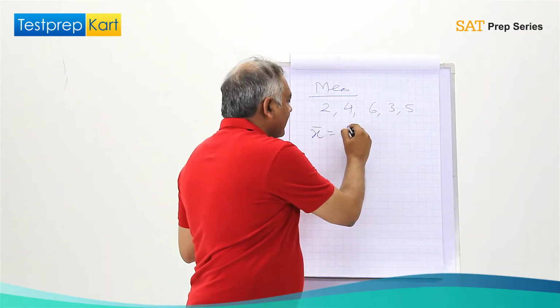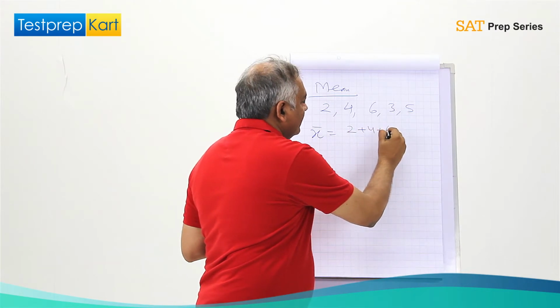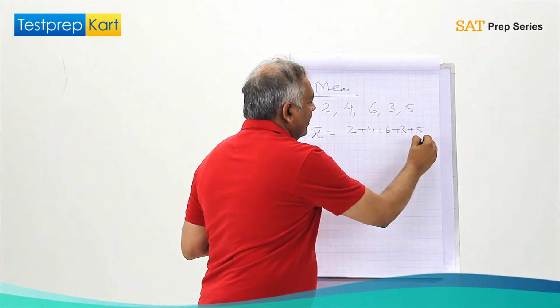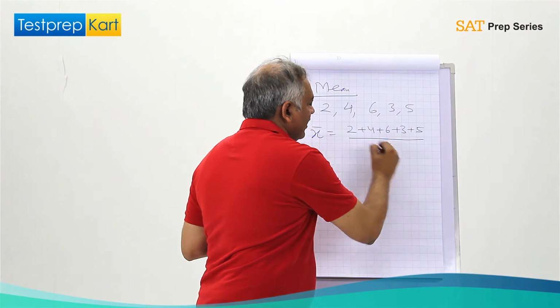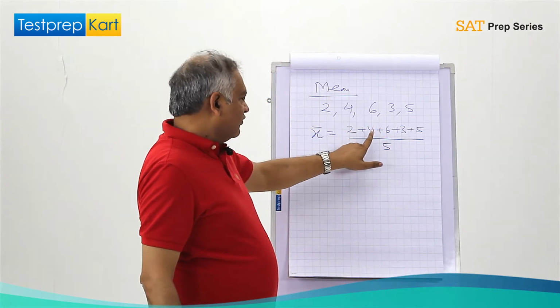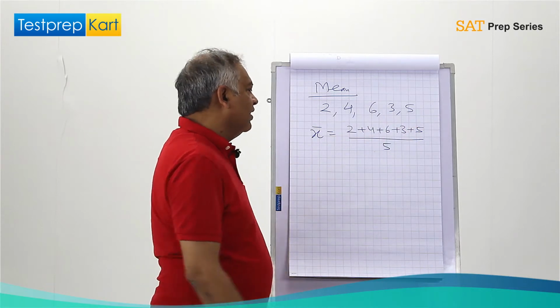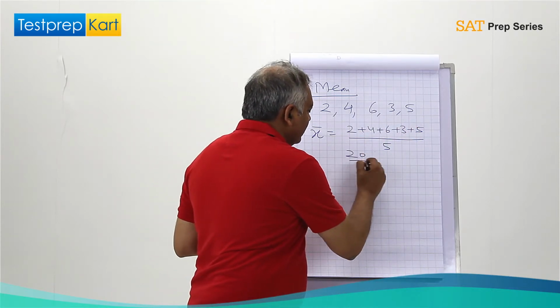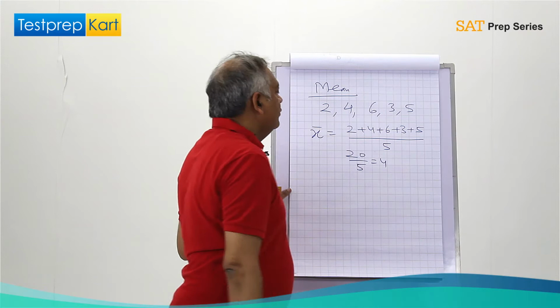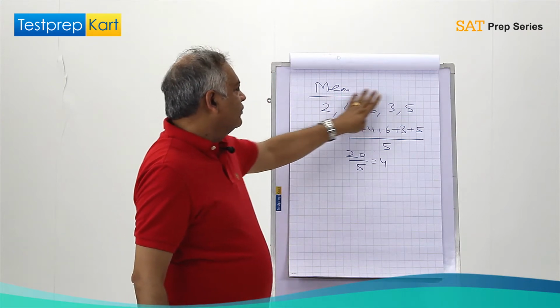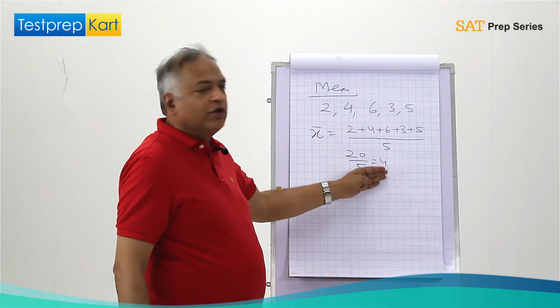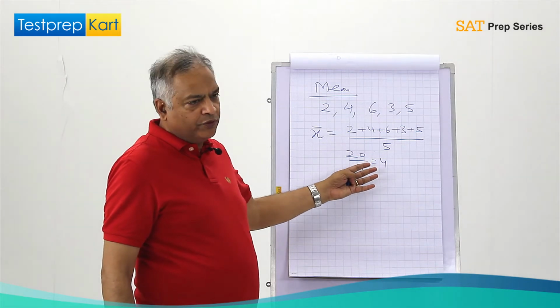So if you add like this, 2 plus 4 plus 6 plus 3 plus 5, divided by 5. So 2 plus 4 is 6, 6 plus 6 is 12, 12 plus 3 is 15, 15 plus 5 is 20. So 20 divided by 5 is 4. And therefore, we can say that the mean of these observations is equal to 4. That is, x bar is equal to 4.